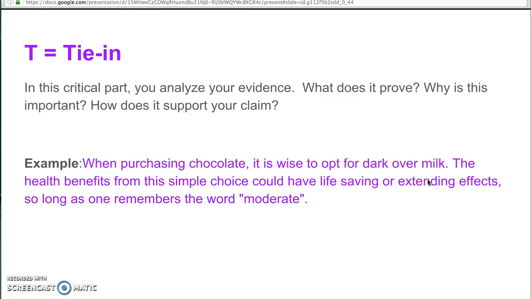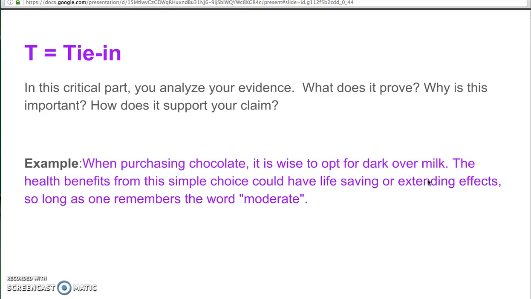All right, so I've got those pieces that are essential to a paragraph. What's last? Well, the last part is the T. It's called the tie-in. This is the most critical part of the paragraph. It's going to analyze my evidence and explain why it matters. Why is it important? What does it prove? Or how does it support your claim?